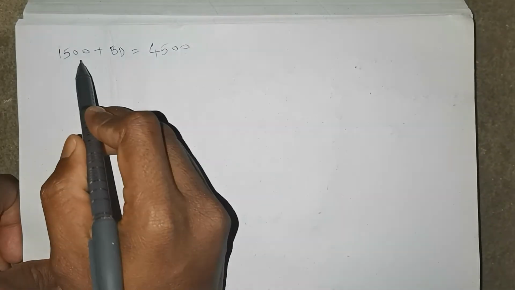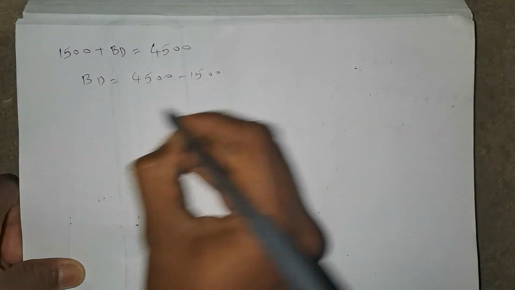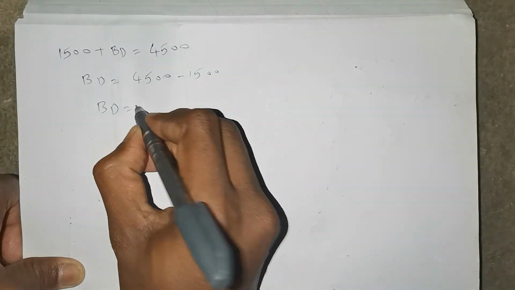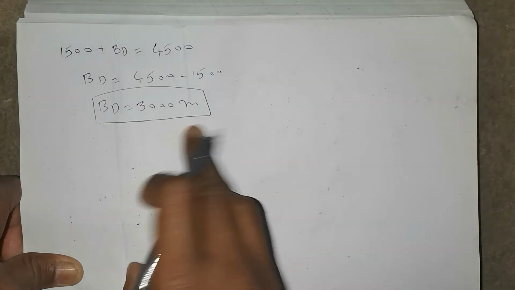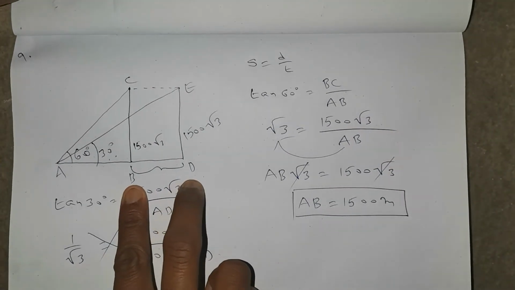Now we want the BD value, so I will take this 1500 to the right side. So BD is equal to 4500. This plus 1500 will become minus 1500. So BD is equal to 4500 minus 1500, which is 3000. All the measurements are in meters, so this is also in meters. The BD value we got is 3000 meters. Here BD is nothing but this distance which we required.